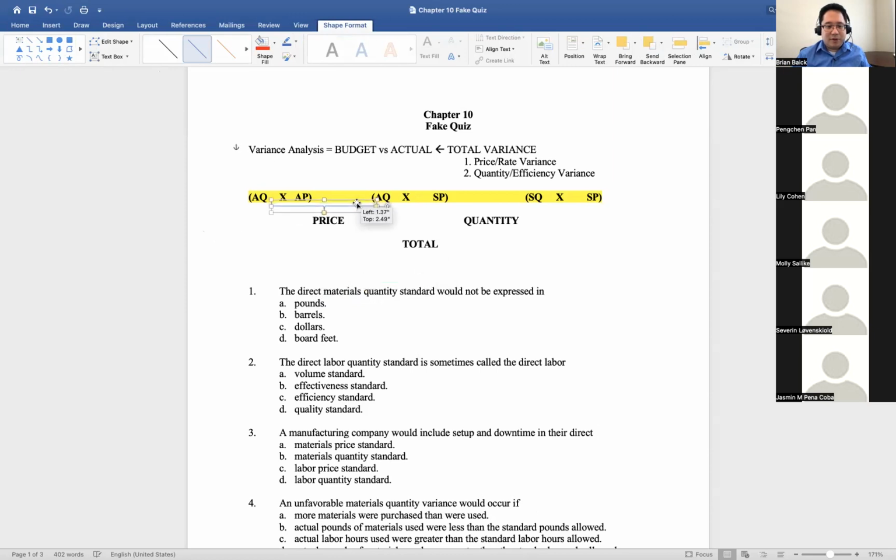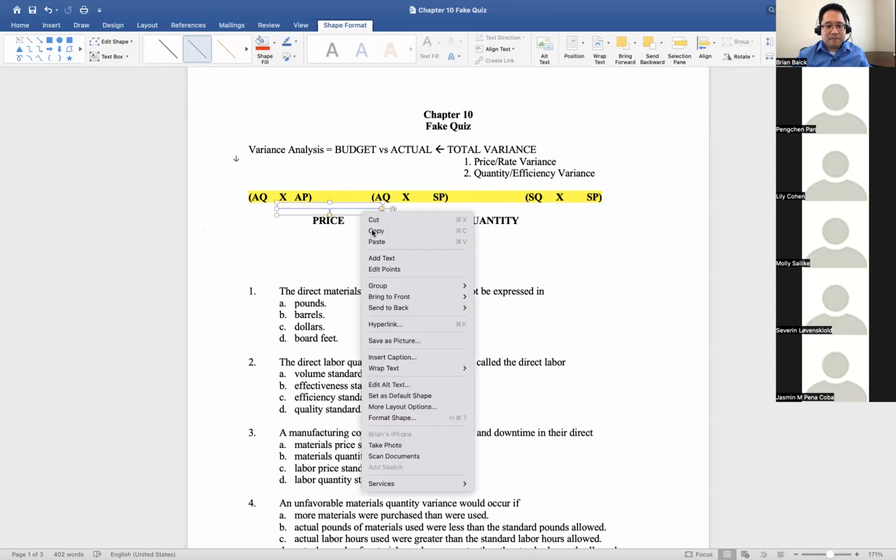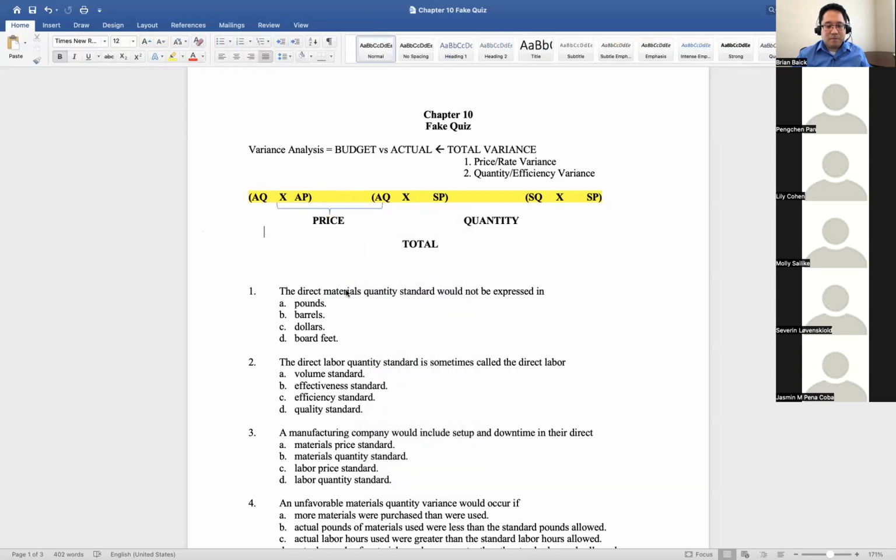So we have the variance between here and here. We have the variance between here and here. And then we have the total variance. The total variance is the difference between the first number and the last number. Okay, good. Anybody have any questions on that?